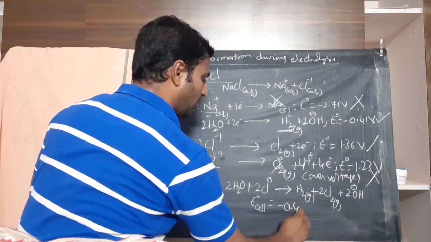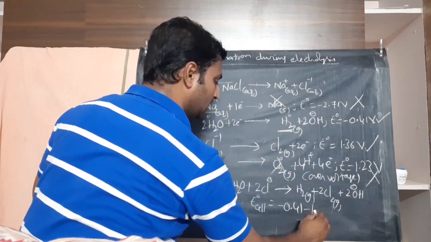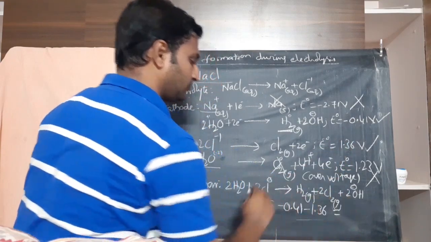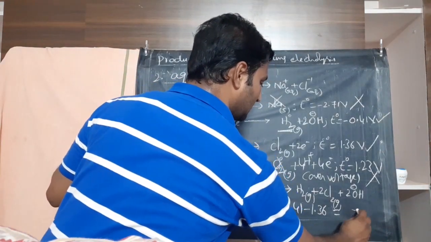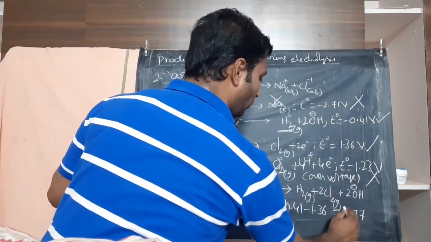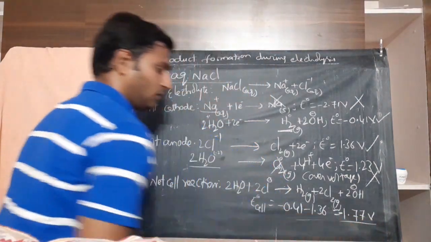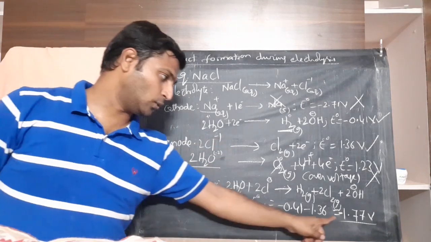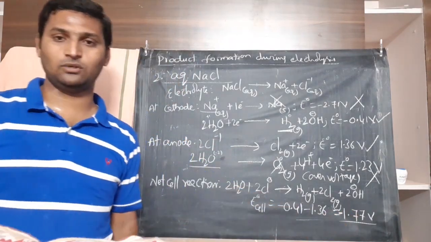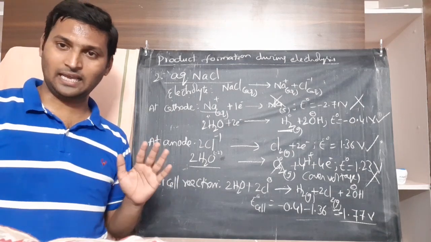So, minus 0.41, minus of plus remains minus 1.36. Add the value. 6 plus 1, 7, 4 plus 3, 7, 0 plus 1, 1, minus 1.77 volts. So, for this process to occur, we need to supply a voltage of 1.77 volts. E naught cell has to come negative. Clear?